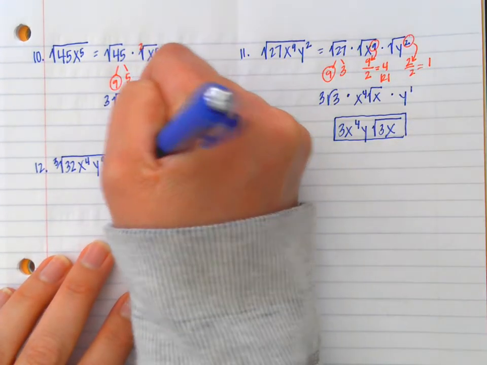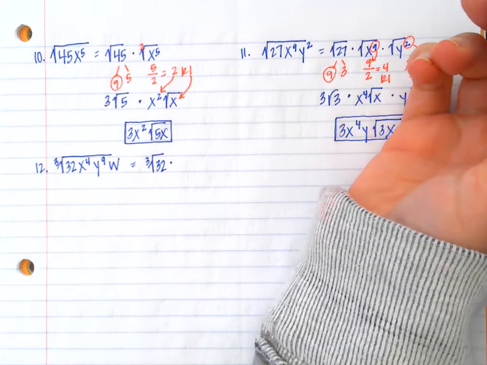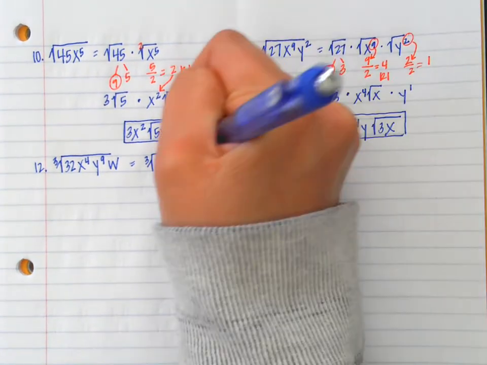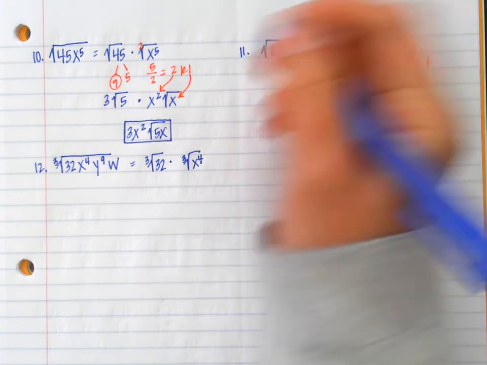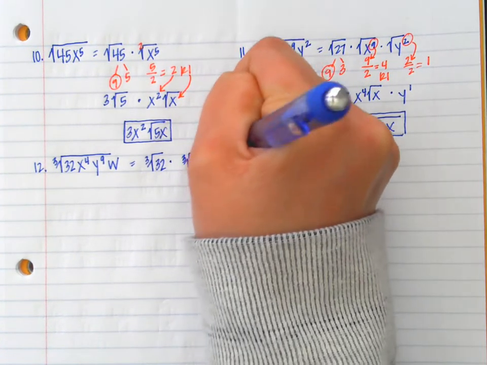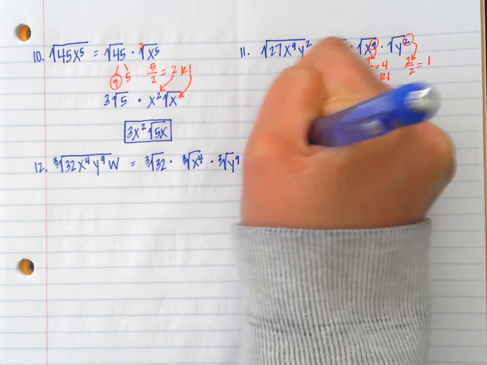So we're looking at the cube root of 32. So that means I'm looking at what's a perfect cube that goes evenly into 32. The cube root of x to the 4th. The cube root of y to the 9th. And then the cube root of w.